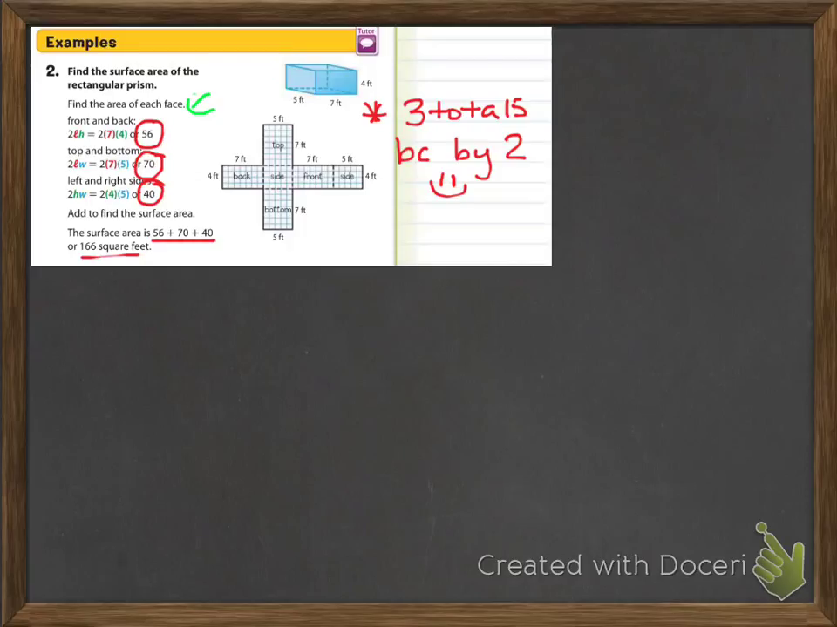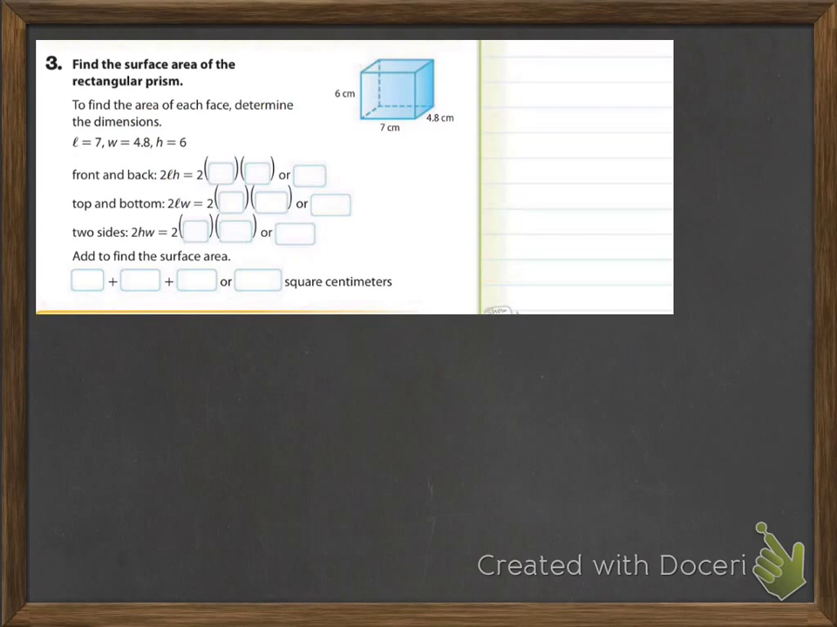So I want you to know that the first example, we had to add them each individually, and in this example, you're seeing where they actually go ahead and multiply out the 2 times the length times the height. So we'll only have 3 figures to add at the end. Now let's go ahead and plug the information into this problem for example 3.